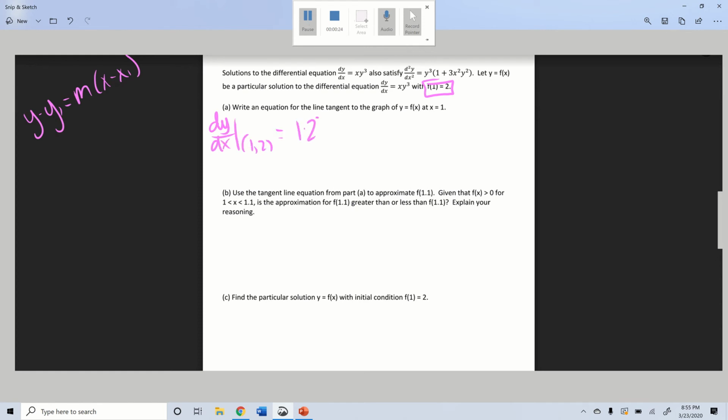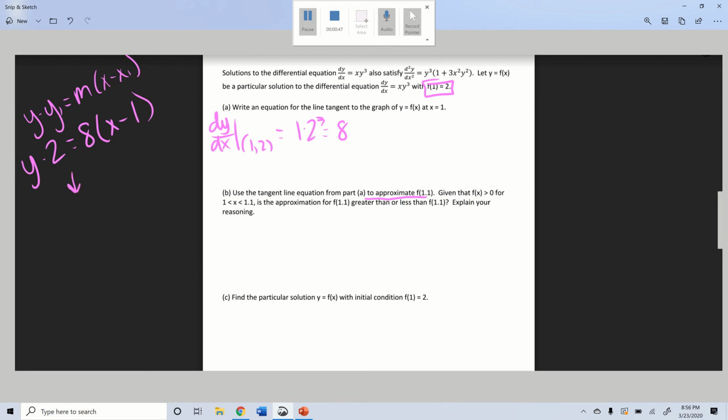So we plug in those two values, and that gives us a slope of 8. So y minus y1, which is 2, equals m, which is 8, times x minus x1, which is 1. So that's our tangent line, and that's technically all we need for part A. But part B says we're going to use that to approximate f of 1.1.